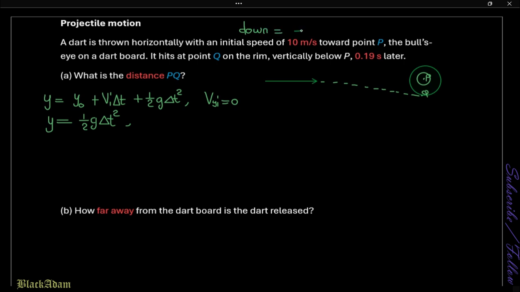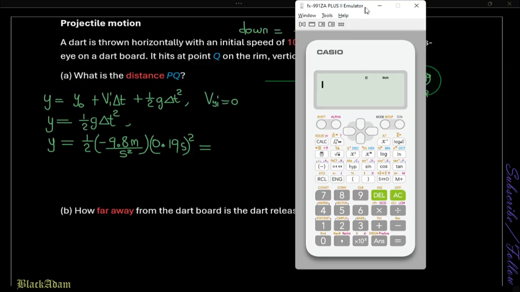We take downwards as negative, so gravity is pointing down, so it's going to be negative 9.8 meters per second squared. And then we have the time there, which is 0.19 seconds, so it's going to be 0.19 seconds squared.